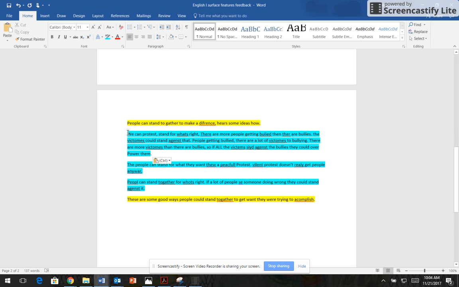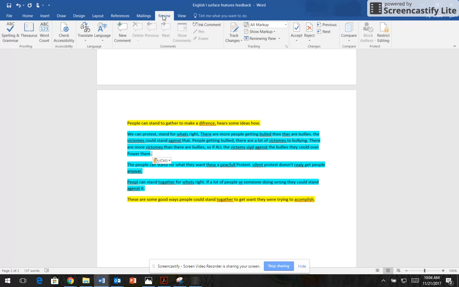Now when I read it, it says, we can protest, stand for what's right. There are more people getting bullied than there are bullies. The victims could stand against that. People are getting bullied. There are a lot of victims to bullying. There are more victims than there are bullies. So if all the victims, maybe that says stayed against the bullies, they could overpower them. There's a lot of repetition here. Now if I turn on the track changes part, you can see kind of what I'm about to do here.